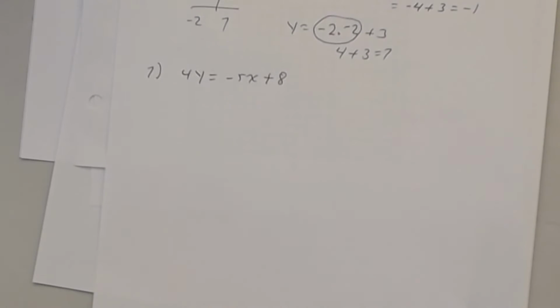Make things a little bit easier on yourself, just like we did in number 6. What did we do in number 6? We got what letter by itself? Y. So let's try and do the same thing in number 7. How can I get y by itself in number 7? Divide both sides by 4. You've got to remember something from a previous course. When I divide both sides by 4, what you do to one side, you do to the other.